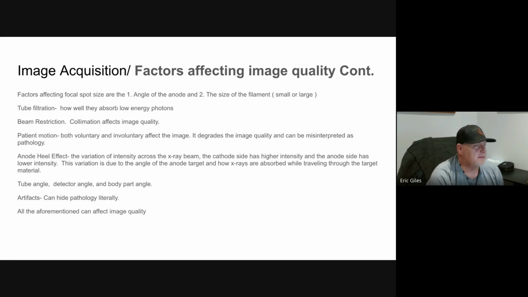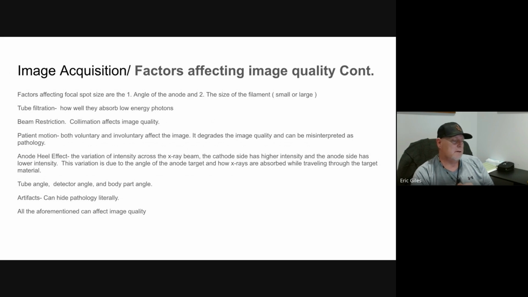So factors affecting focal spot size are the angle of the anode and the size of the filament. Okay, we know that the filament is a tungsten coil that heats up and causes thermionic emission and sends those negatively charged electrons over to the anode. There's actually two different sizes. One's a longer one, one's a shorter one. It has everything to do with the amount of electrons that are boiled off. We only use one in our machine, so it's just one size fits all type, and they work pretty well.